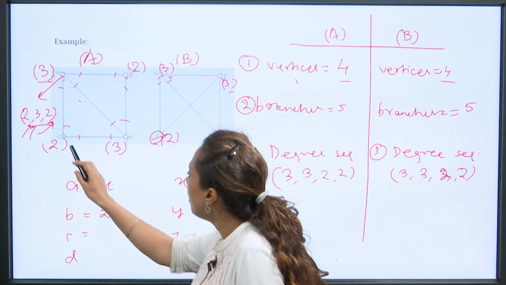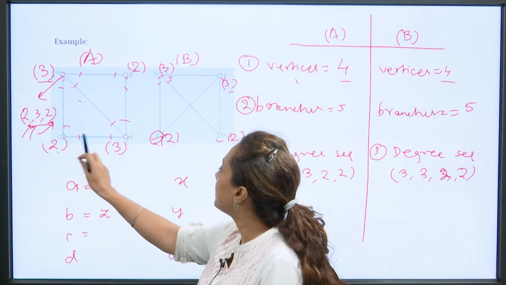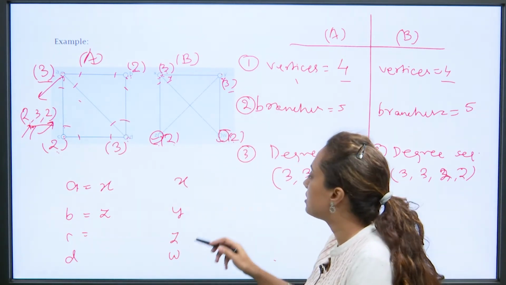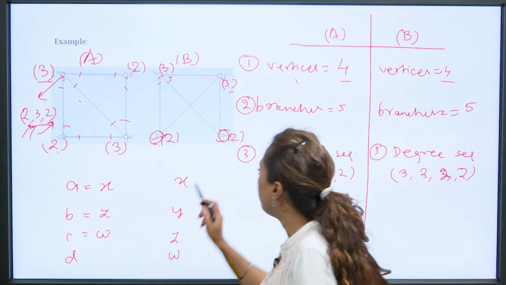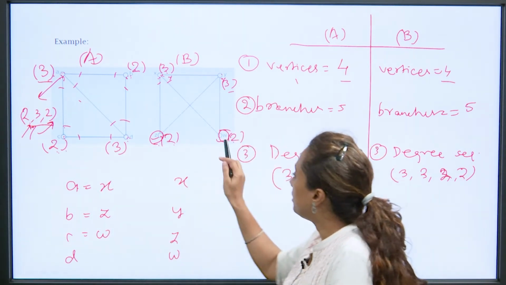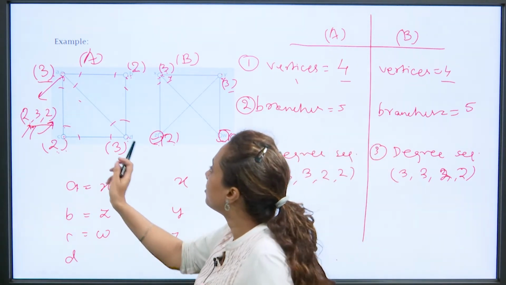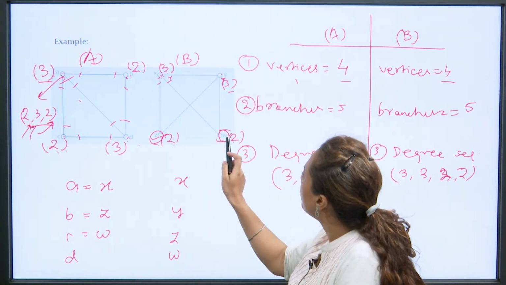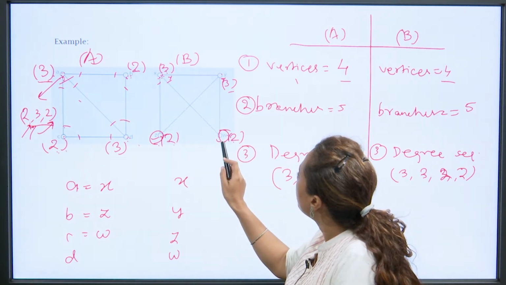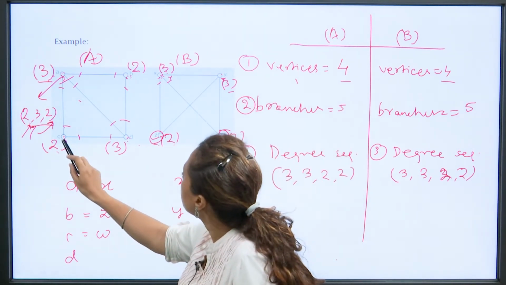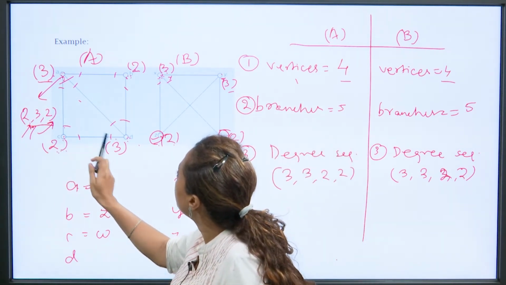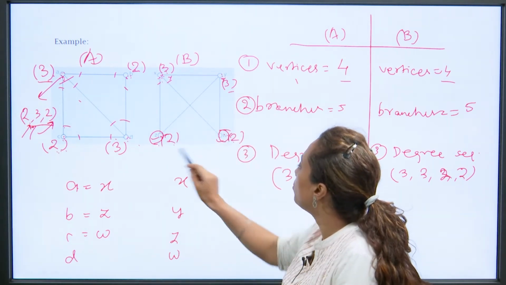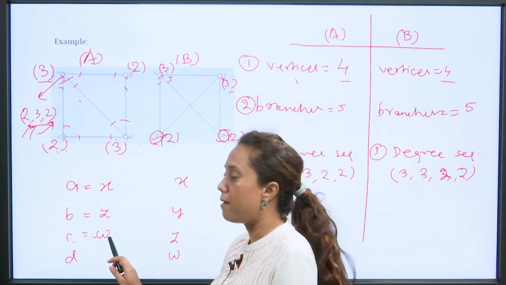In a similar way, this C has a degree of 2 and it is connected with 3, 3 and 2. So, only this W is left. So, this C is mapped with W because this C has 2 degree, W also has 2 degree. It is connected with 3, 3, 2. This W is connected with 3, 3 and this C is connected with 3 and 3 only, right. Similarly, this W is connected with 3 and 3 only, no 2. So, C is mapped with W.